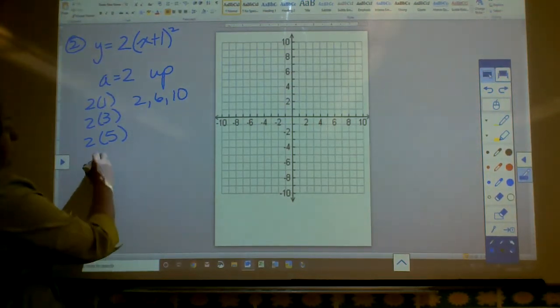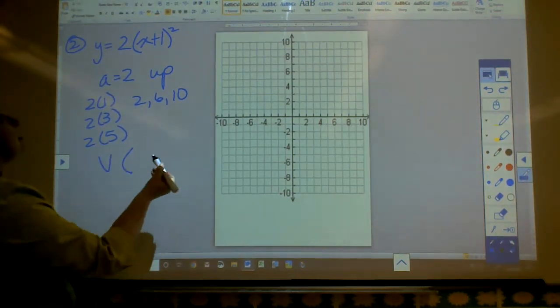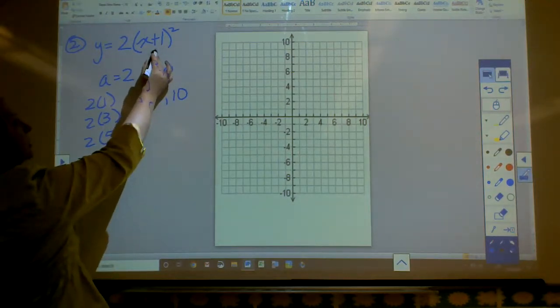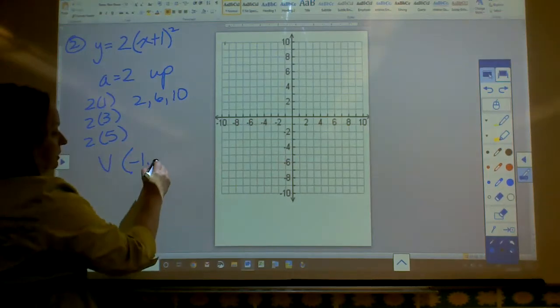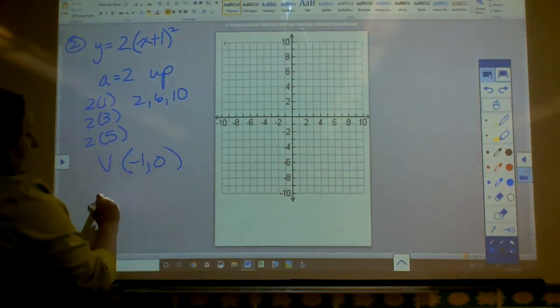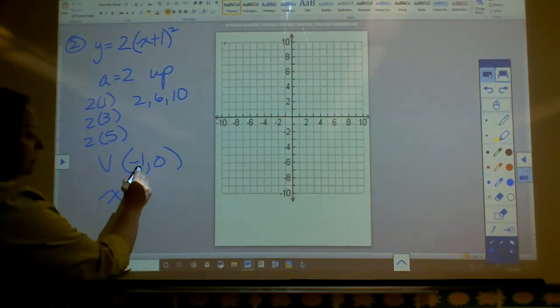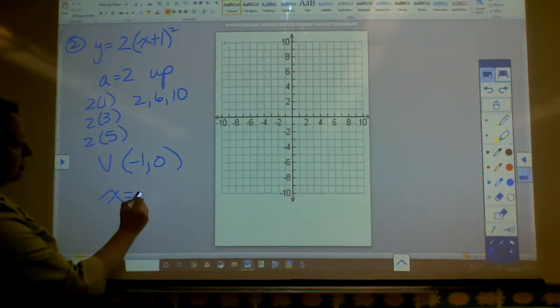And then I'm going to find my vertex. So the vertex is always going to be the opposite of what you see here. So it's going to be -1. There's nothing here, so it's going to be 0. And my axis of symmetry is always the x value of the vertex, so it's x = -1.